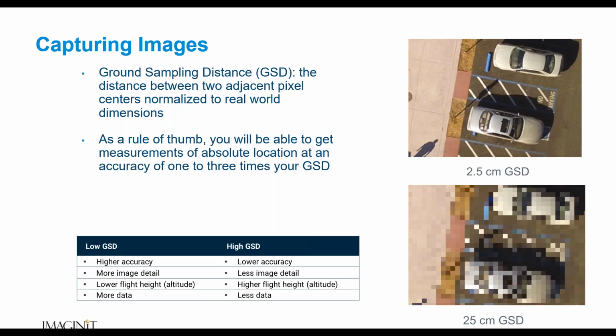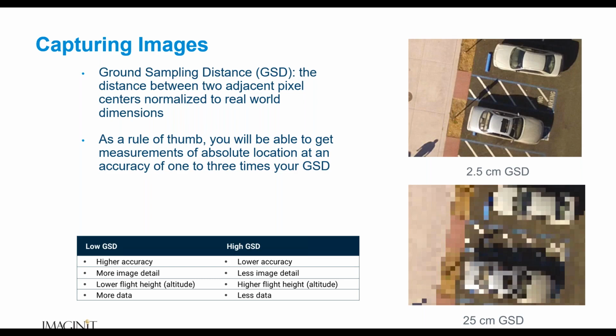So your ground sampling distance is going to be affected. Say we're using a drone. The ground sampling distance is going to be affected by the focal length of the camera. It's going to be affected by the height that the drone flies. It's going to be affected by how big the camera is, like the megapixels of that camera as well.